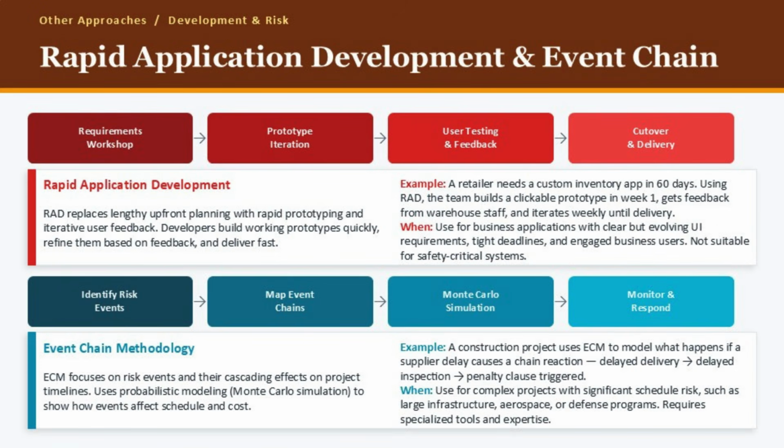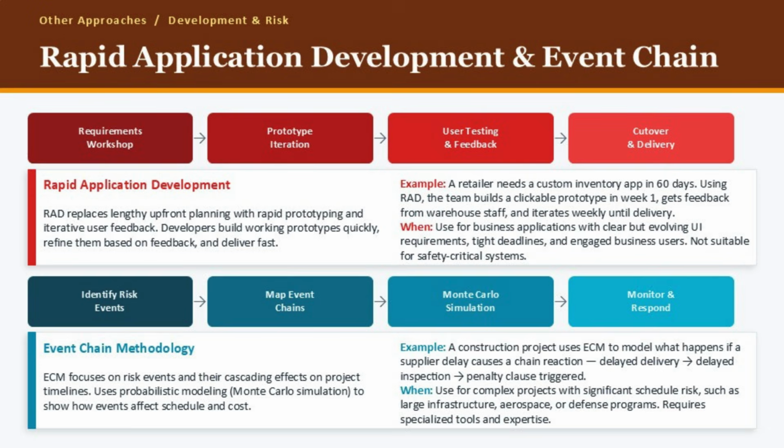Two final specialized methodologies to cover: RAD and ECM. Rapid Application Development, or RAD, throws out the lengthy upfront planning document and replaces it with working prototypes. The 4 phases are: a quick requirements workshop, rapid prototype building, iterative user testing and feedback, and then cut over to production. Here's a concrete example.